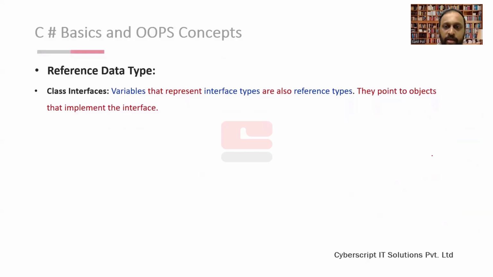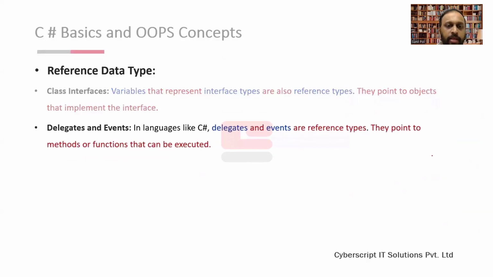Similarly, class interfaces are also reference data types. Variables that represent interface types are also reference types. They point to objects that implement the interface. Delegates and events are nothing but function pointers. They point to the methods or functions that can be executed. So those are also of reference data type.